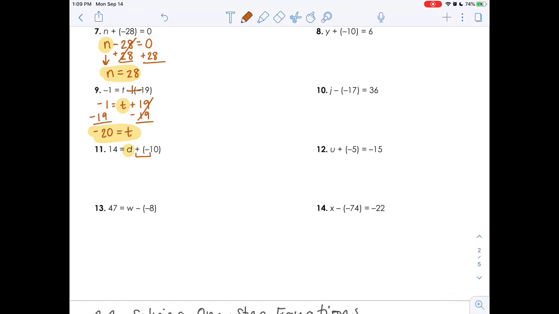I'm subtracting. So either way, I did it the other way before by rewriting it, but this way, if I want to get rid of a negative 10, I'm just going to add 10. Negative 10 plus 10 is 0, and then d plus 0 is just d. So these do cancel. But if I add 10 here, I must also add 10 here. 14 plus 10 is 24 equals d.